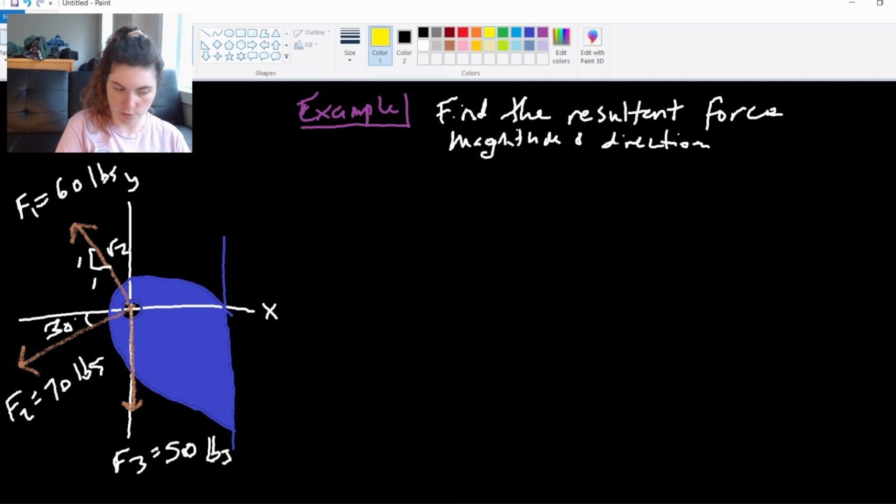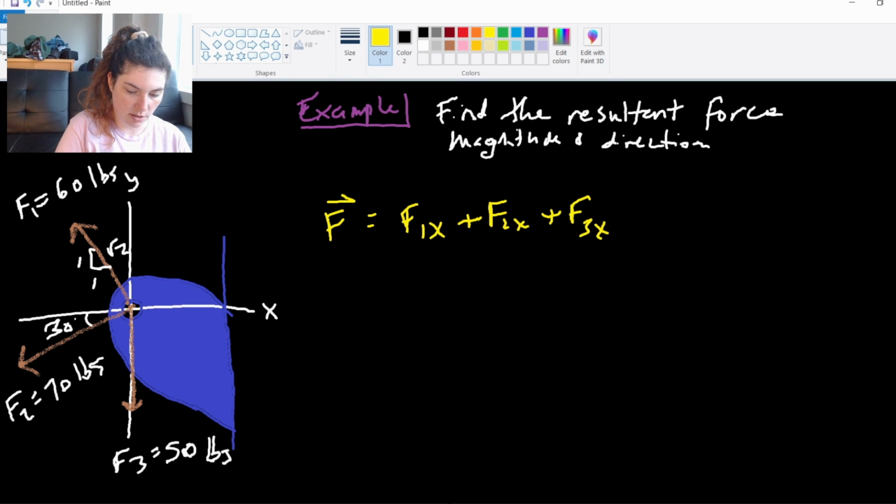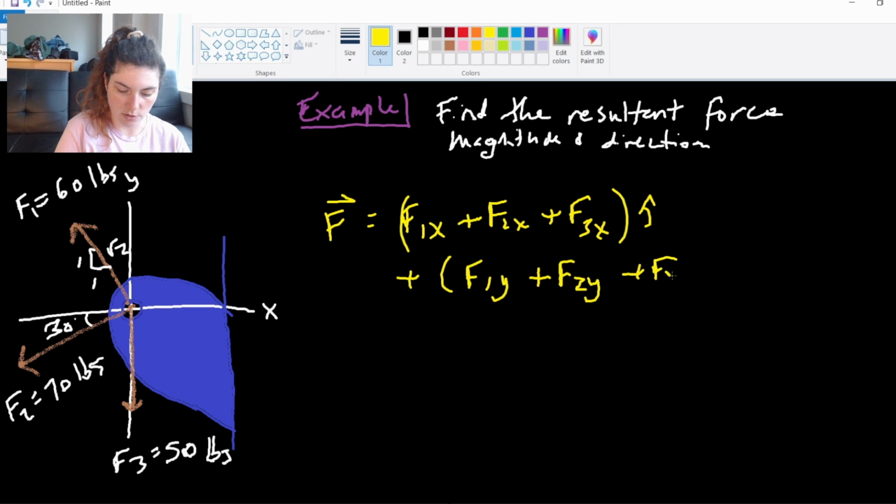So our resultant force formula for F is going to be the x component of F1 plus the x component of F2 plus the x component of F3, I hat, plus all of the y components. So F1's y component, F2's y component, and F3's y component, J hat. This is an I hat. So all we have to do is use our trigonometric skills to determine what each of the components are.